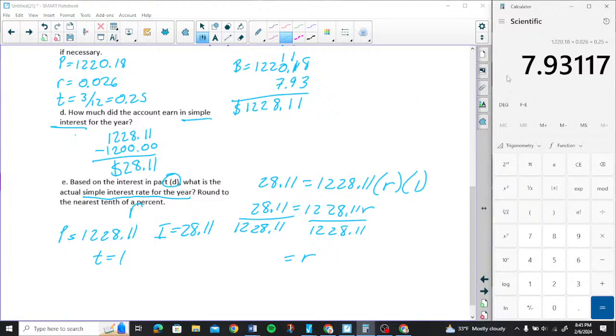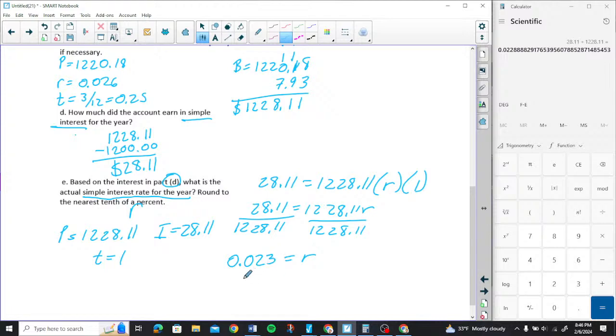I haven't a clue what that is in my head, so 28.11 divided by 1228.11. Whew! That gives me 0.0228. I'm only rounding to the nearest tenth of a percent, so that means I go out to the thousandths place here. I go 0.02, and this 2 right here gets upped to 3 because of the 8 behind it. And then we move the decimal place 1, 2. So that's 2.3%. Whew.